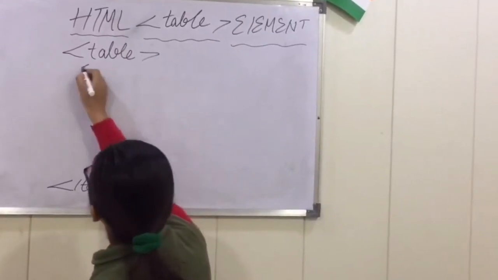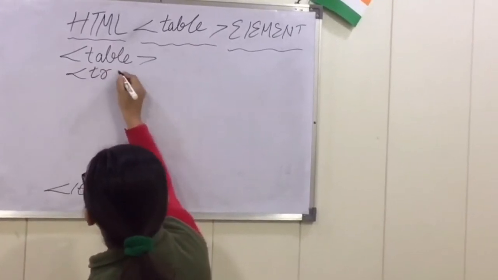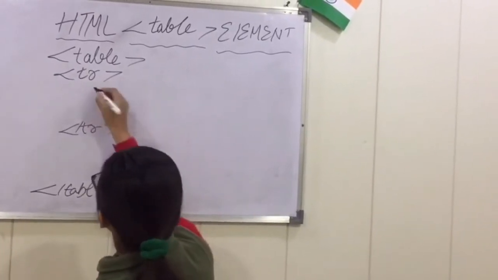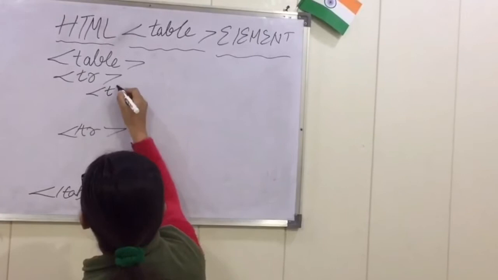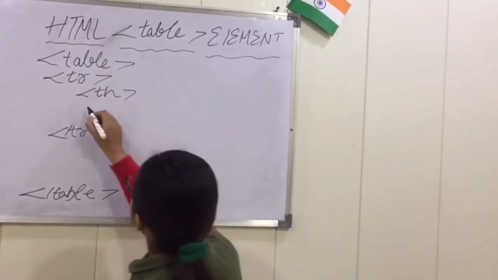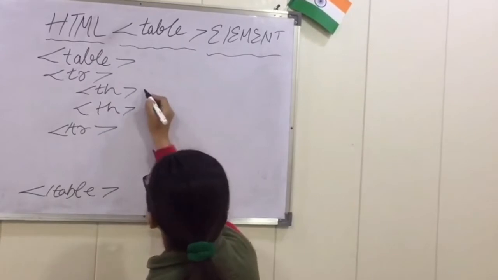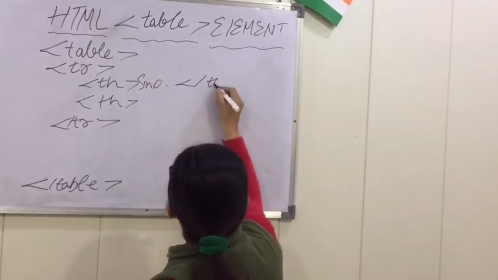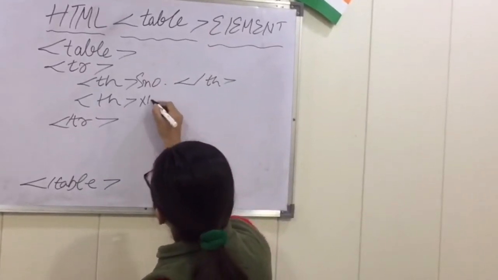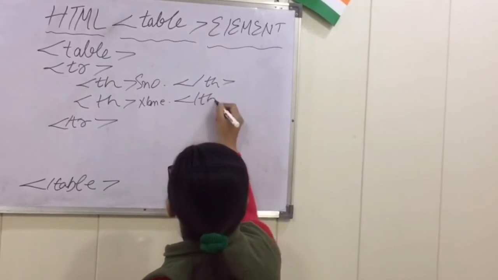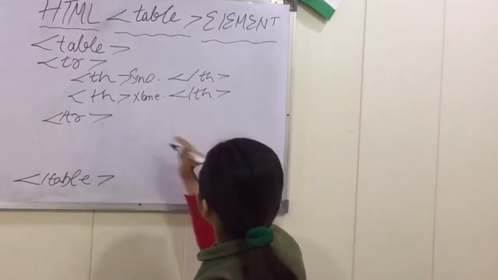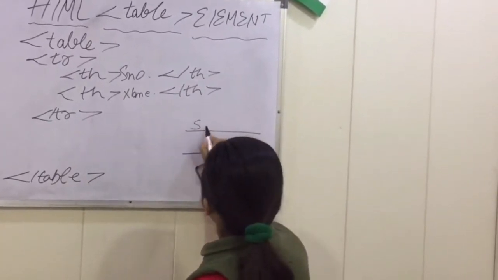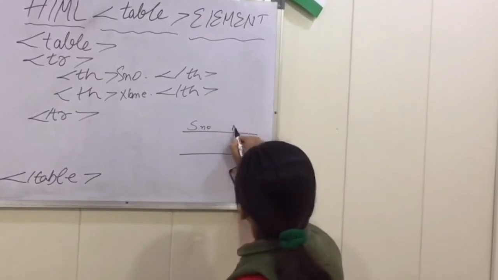In between this we will write tr and tr close. In between this we will write th, that is table heading. Suppose I need two headings. In this heading I need serial number, and we will close the th. In this, name, and close the th. Suppose we have taken two columns, the first heading is serial number and the second heading is name.